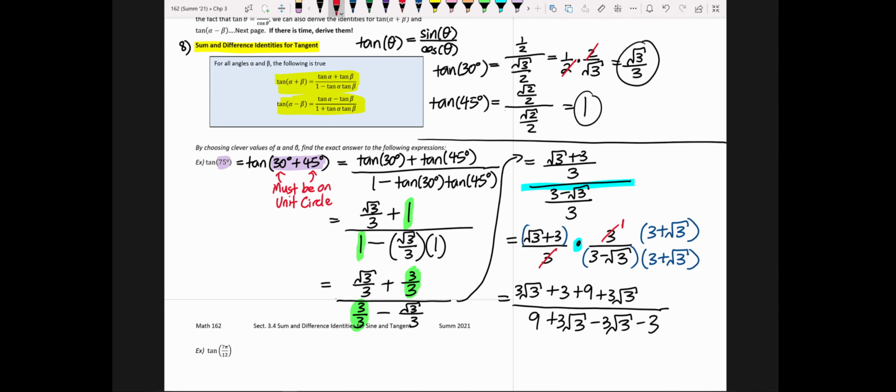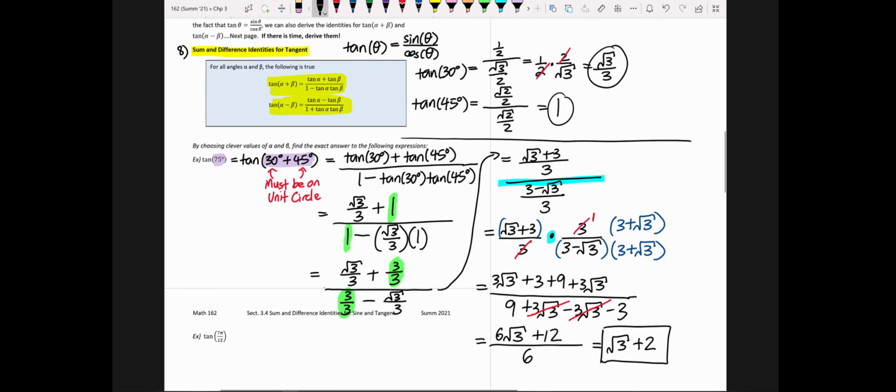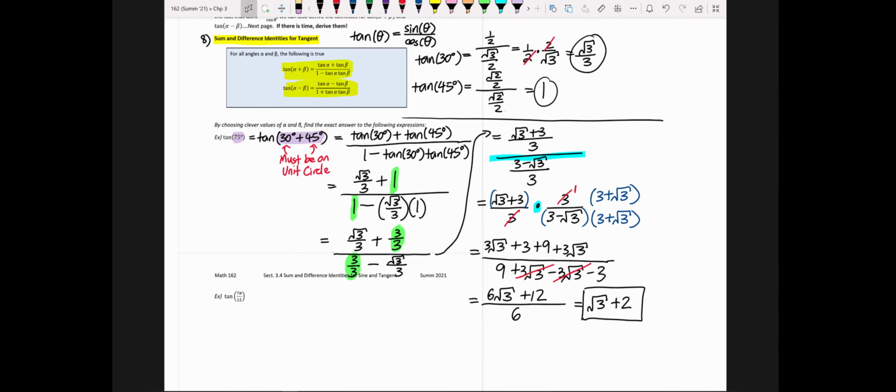So let's simplify here. 3 root 3 minus 3 root 3, that's 0. And then on top here, 3 root 3 plus 3 root 3, that's going to be 6 root 3. 3 plus 9 is 12. And then on the bottom, 9 minus 3 is 6. Okay. 6 divided by 6 is 1. 12 divided by 6 is 2. So doing the algebra steps, our expression simplifies to square root of 3 plus 2. Take a look at those algebra steps to see if you have any questions.